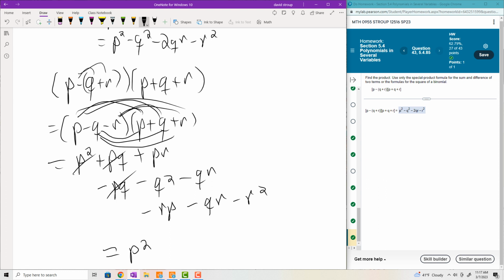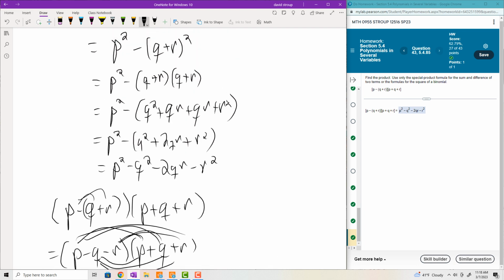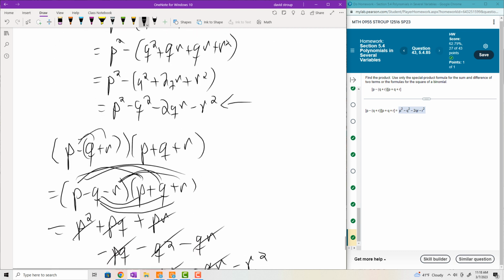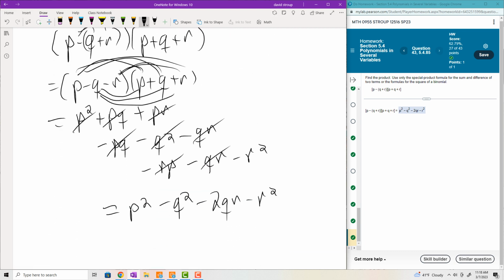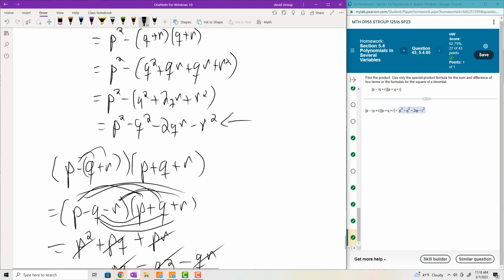And then that would be p squared. The pq's will go. pr and rp are the same, they're additive opposites, so they'll go. And then you have minus q squared, and then there's 2 qr's, minus 2qr, and then minus r squared. And you see you get the same thing as what we got originally using the formula, a plus b times a minus b is a squared minus b squared. But it's up to you, whichever way you want to do it.